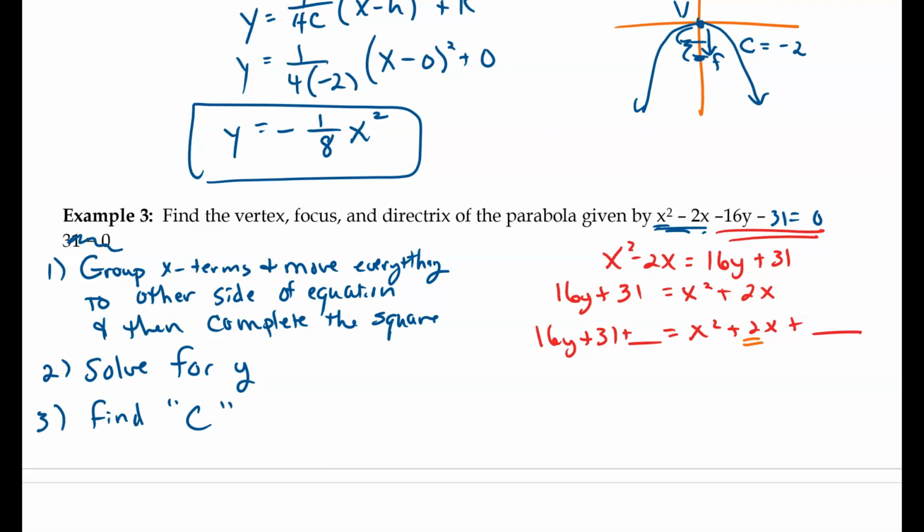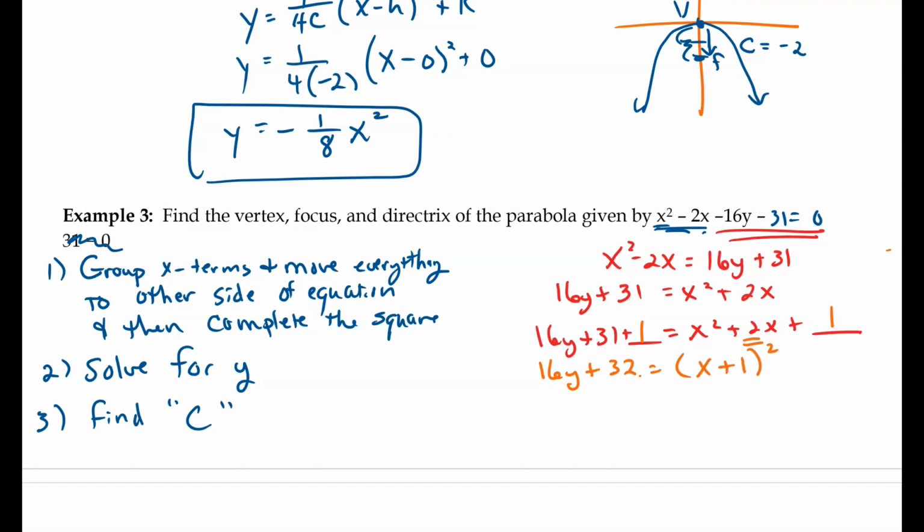2 divided by 2 is 1, squared would be 1. Okay, so I add it to both sides. So now I get 16y plus 32, and now we're going to write our x squared plus 2x plus 1 as a binomial squared, which gives us x plus 1.